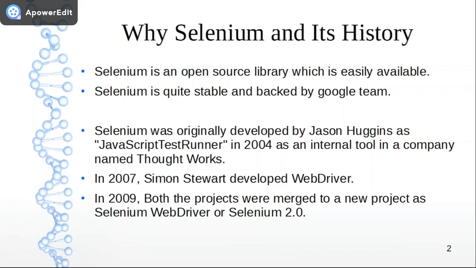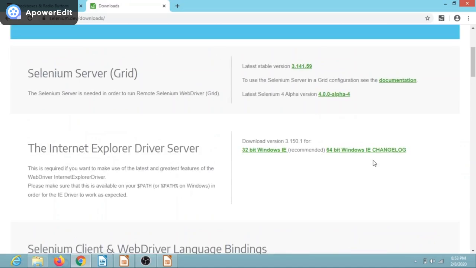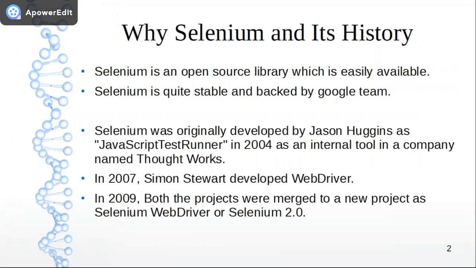Simon Stewart developed WebDriver, an improved version of Selenium. And in 2009, both projects were merged into a new project, Selenium WebDriver, or you can say Selenium 2.0. So today in the market, 3.141.59 is the stable version available, and you can see Selenium 4 is also available in an alpha version, an initial version. So you can check this out as well.